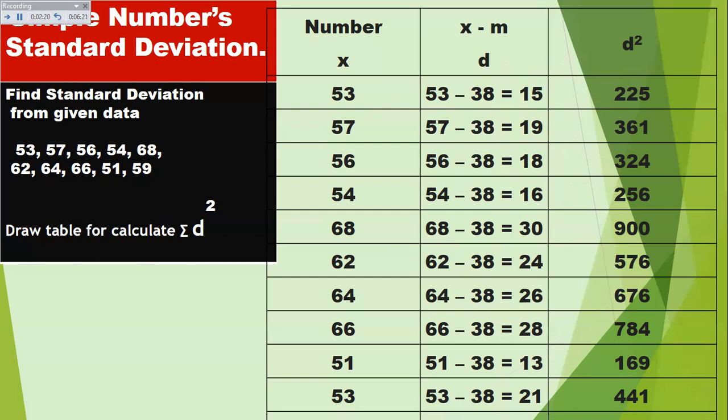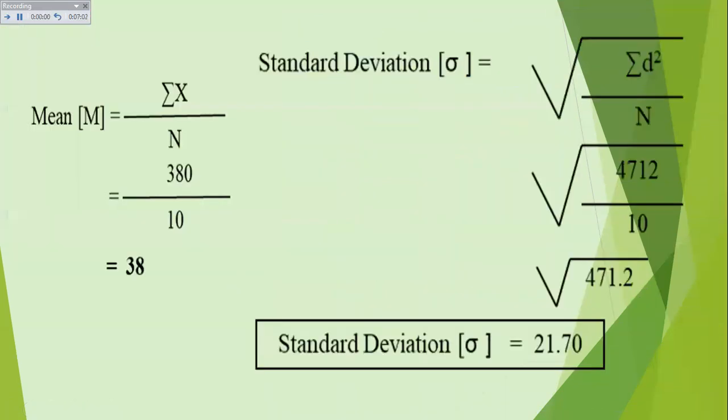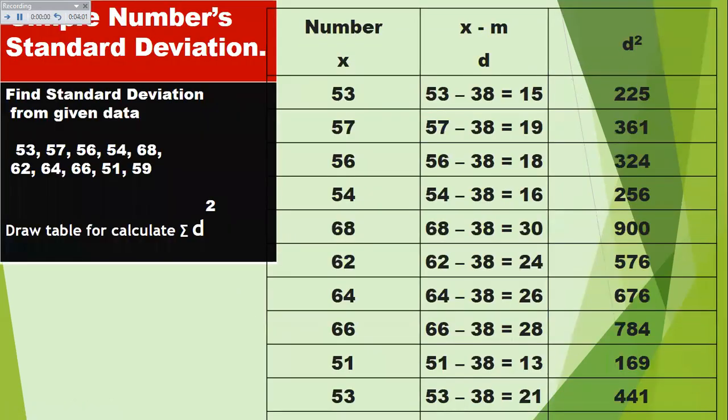And how to calculate D? We have to subtract the mean. And how to calculate the mean? We take the summation of each and every score, these 10 scores, and divide by 10. The summation of the 10 scores is 380, divided by 10. Hence, the mean is 38. We subtract the mean from each score and take the square, and then take the summation of all the squares. It is called summation D square.